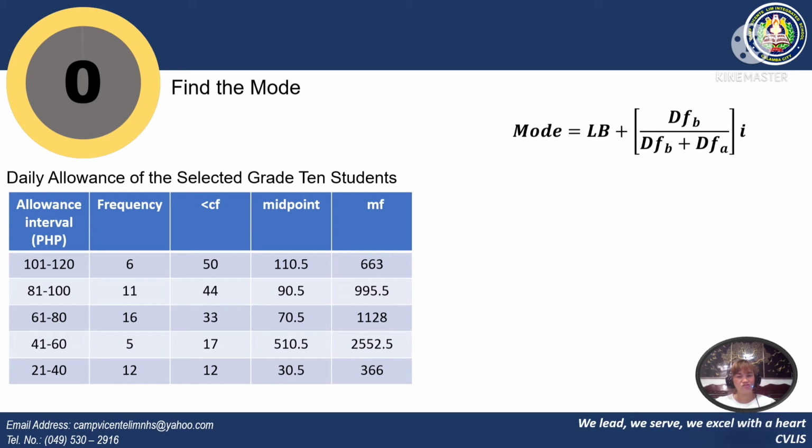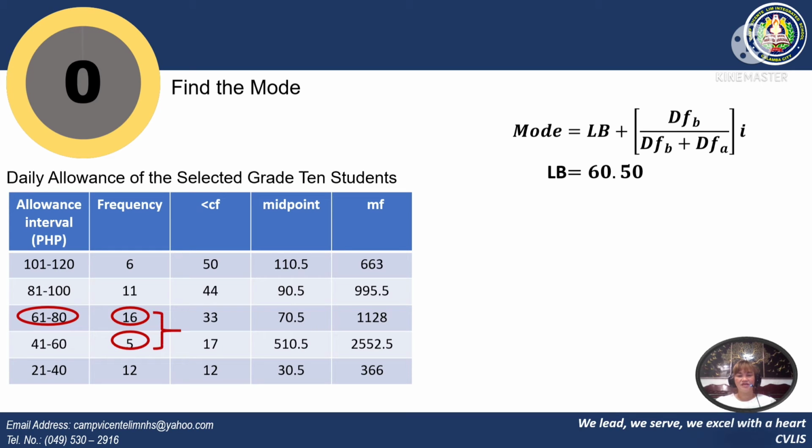Okay, so try to check if your answer is correct. First, we have to look for the highest frequency, which is equal to 16. This means that the most frequent daily allowance is found in this class interval, between 61 to 80. So the lower boundary is equal to 60.50.